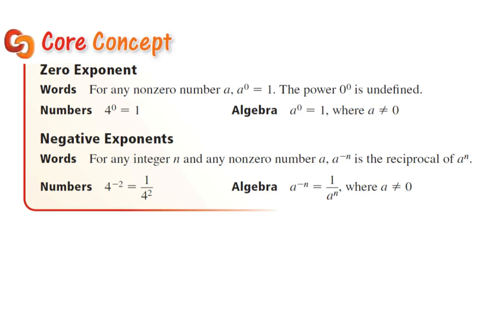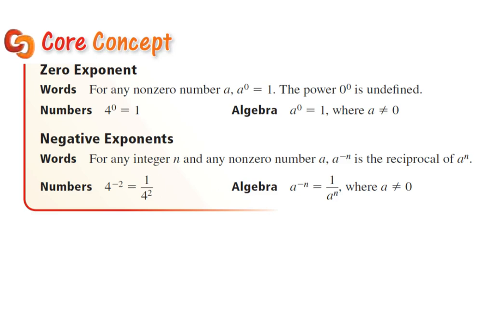In this part of our video, we're going to talk about zero exponents and negative exponents. Our core concept says that for any non-zero number a, if a is taken to the power of 0, it is 1. Now 0 to the 0 is undefined, so that's why a needs to be some number that's not 0. For example, 4 to the 0 is equal to 1. A to the 0 is equal to 1, as long as a doesn't actually equal 0.